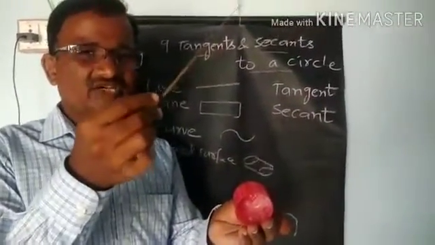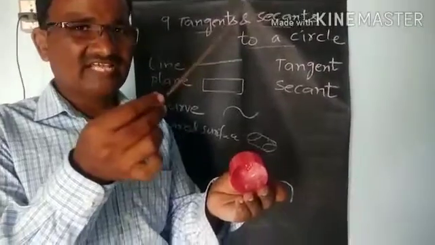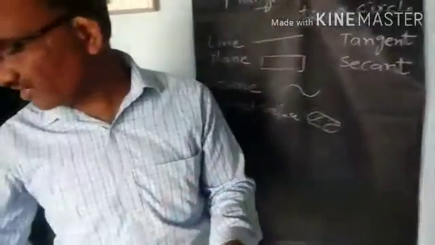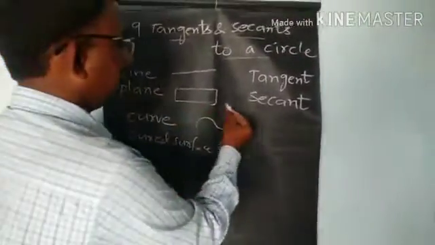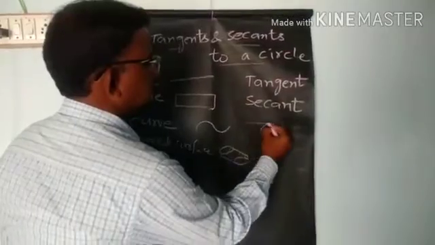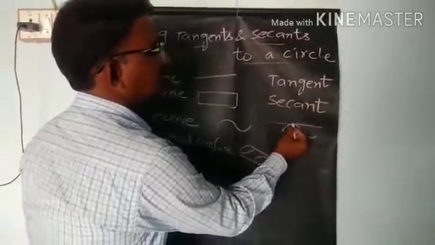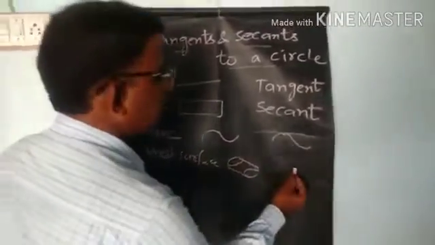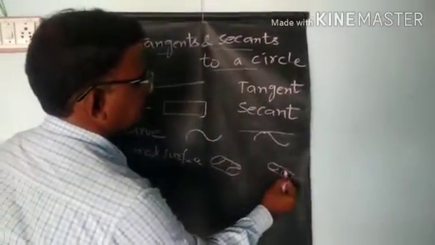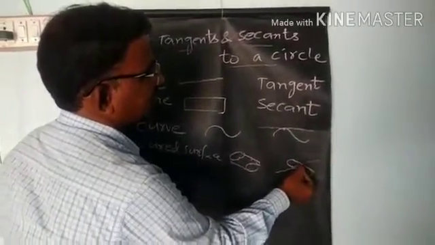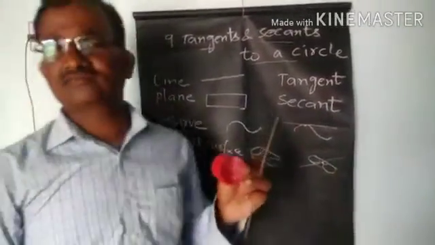Then this line is said to be a tangent. Have you understood? Here, a line that touches the curve, this is a curve and this is a line, touching the curve at exactly one point. Now this line is said to be a tangent. Or if you take the curved surface, a line that touches the curved surface exactly at one point is also said to be a tangent.